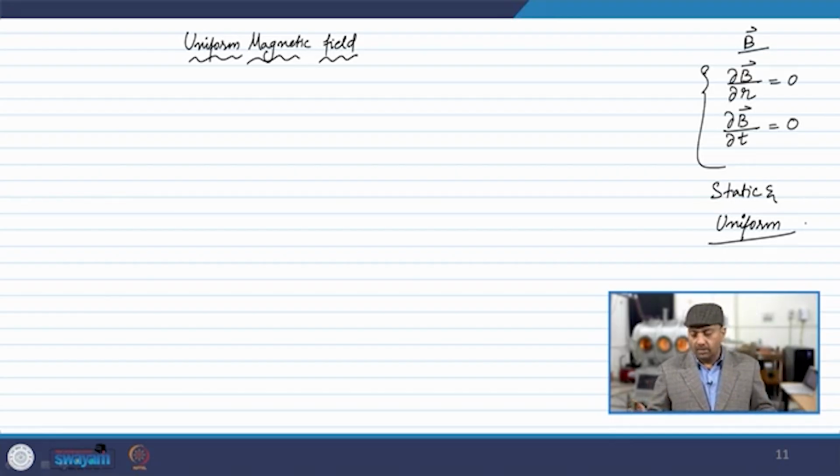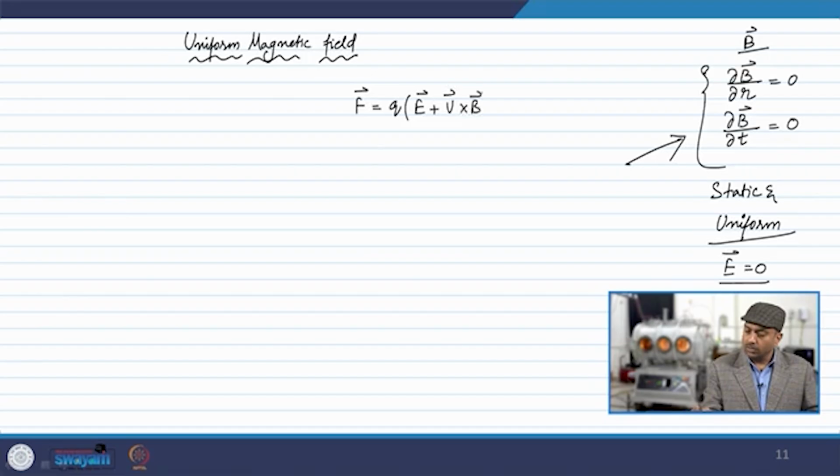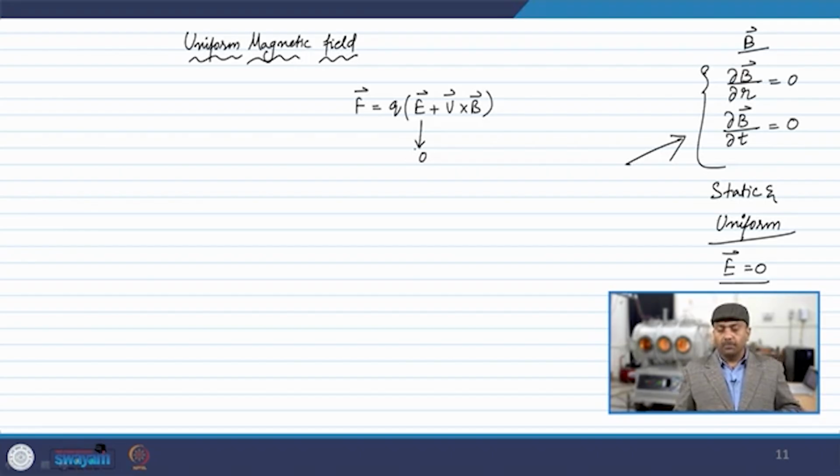So, we have considered the magnetic field configuration to be like this, right. Now, we will also say that there is no electric field present. So, E is 0. Where do we start? We always start at this equation, F equals q times (E plus v cross B). Since the electric field is now 0, the particle has some velocity, because without velocity the force will be 0.